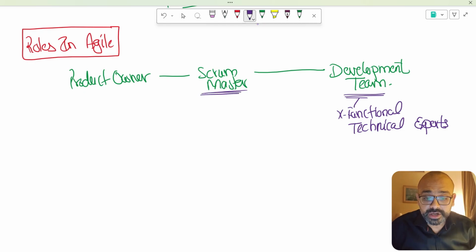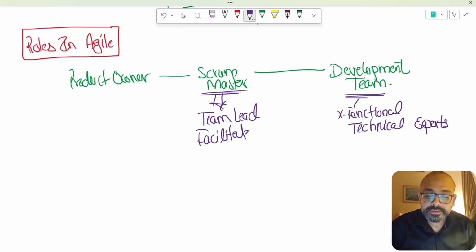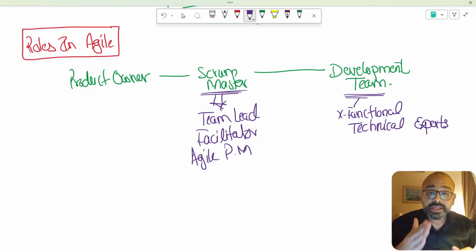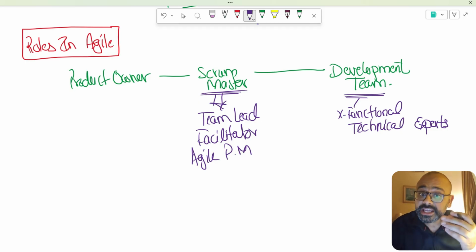Then we have a scrum master. A scrum master is a team lead, is a leader, is a facilitator, is an agile project manager. Since he's the master of the scrum, which is a group of people actually, he will make sure everybody is following the processes of scrum, the guidelines of the scrum, the guidelines of agile. Everybody is following that process.